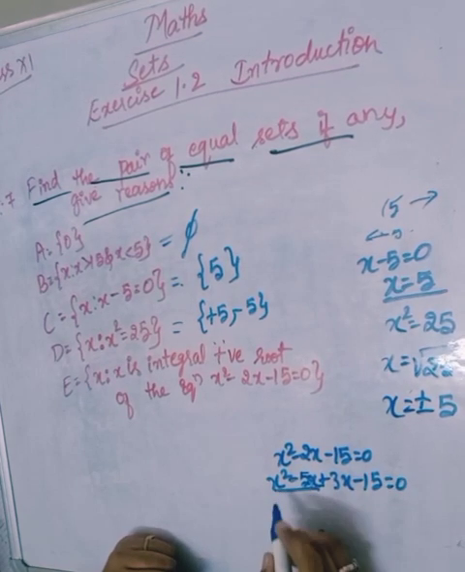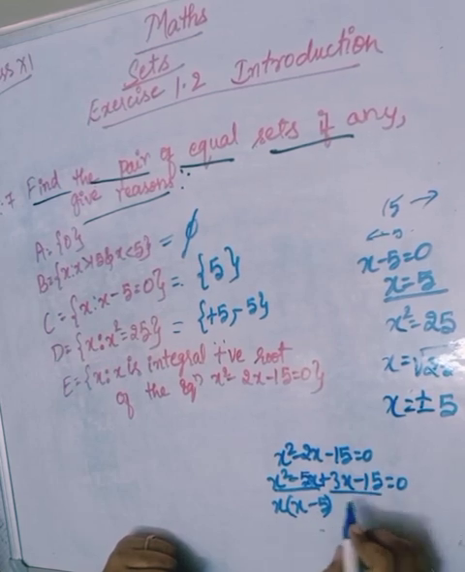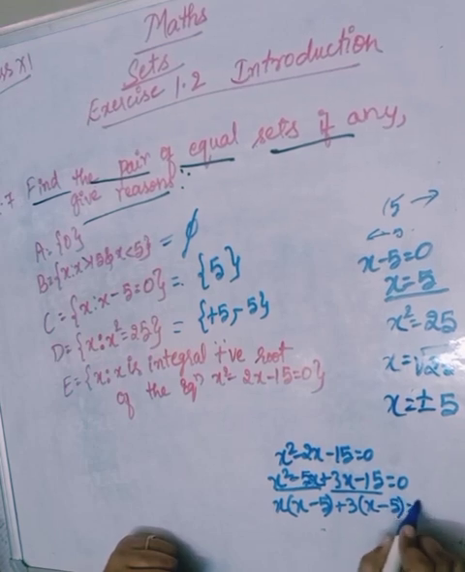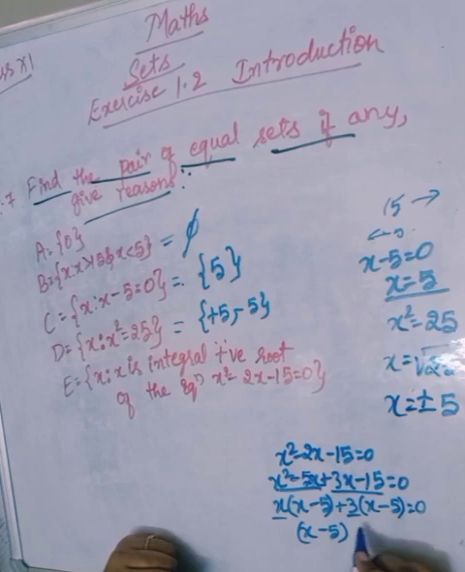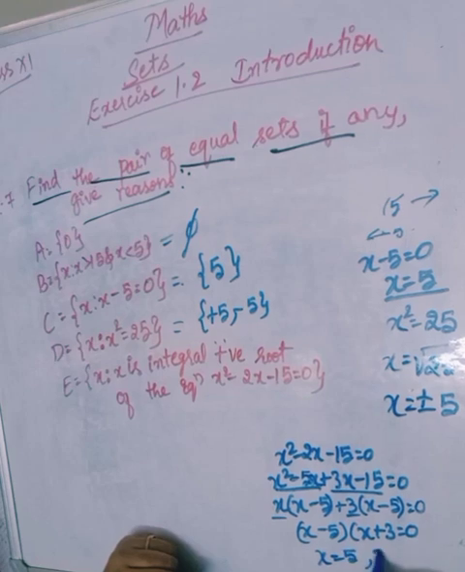In the first two terms I'll take x as common, I'll get x(x - 5). In the other two terms I'll take 3 as common, plus 3, so then I'll get 3(x - 5). So we'll get x - 5 as common. Then what is the leftover? That is x + 3. So (x - 5)(x + 3) = 0. Then we'll get x = 5, and another one is x = -3.